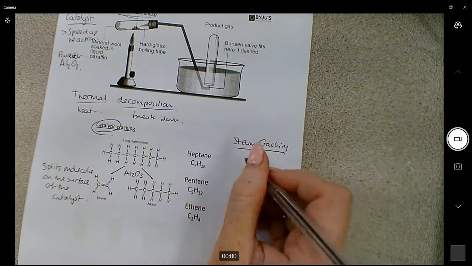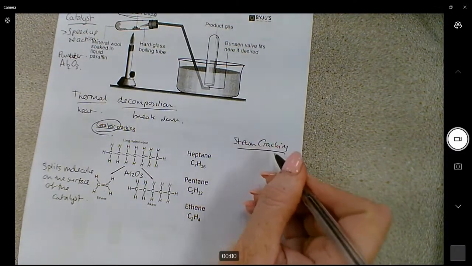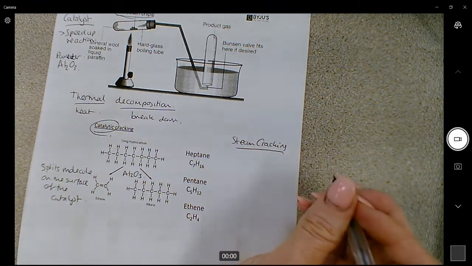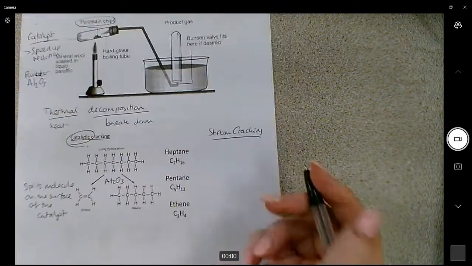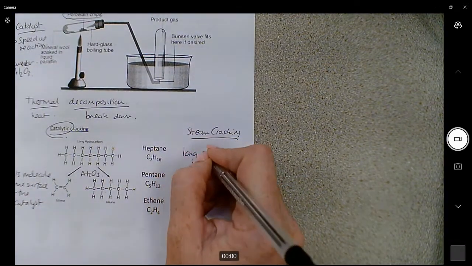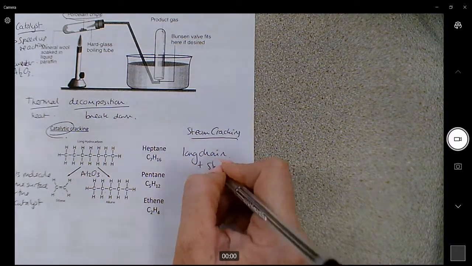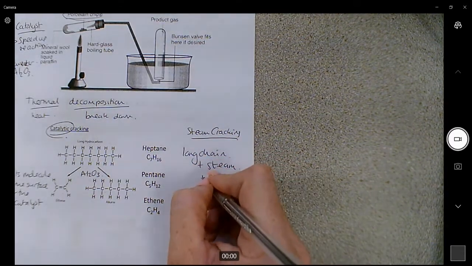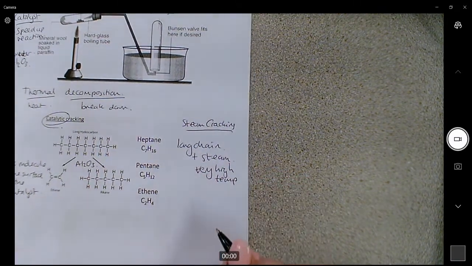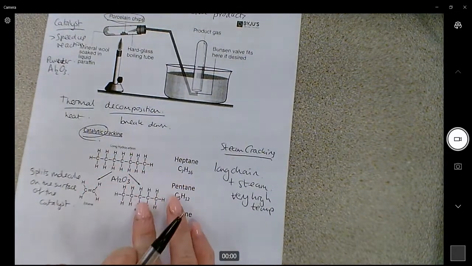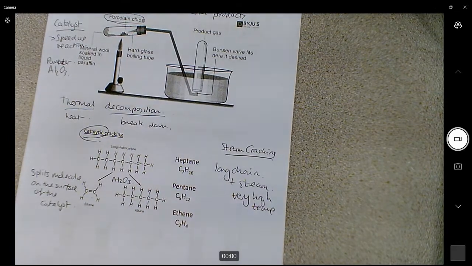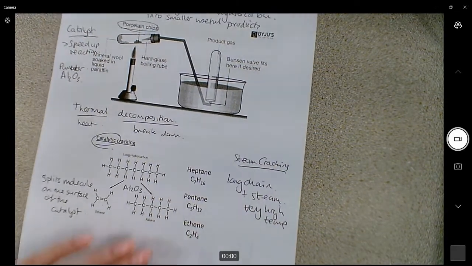Steam cracking essentially is what it is. We're using steam, which is obviously vaporized water, to break apart the long chain hydrocarbon. So essentially we are taking a long chain hydrocarbon plus steam and very high temperatures to break apart the chain. Again, the process is essentially the same. Our long chain becomes smaller, more useful products. Okay, so that is the process of cracking.